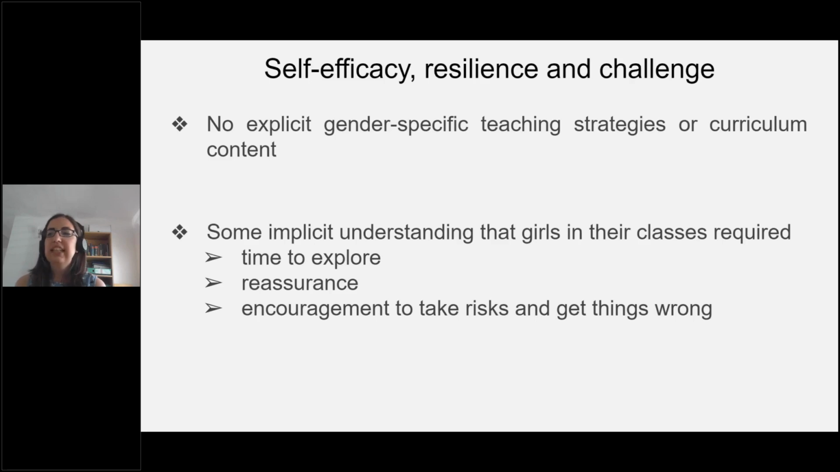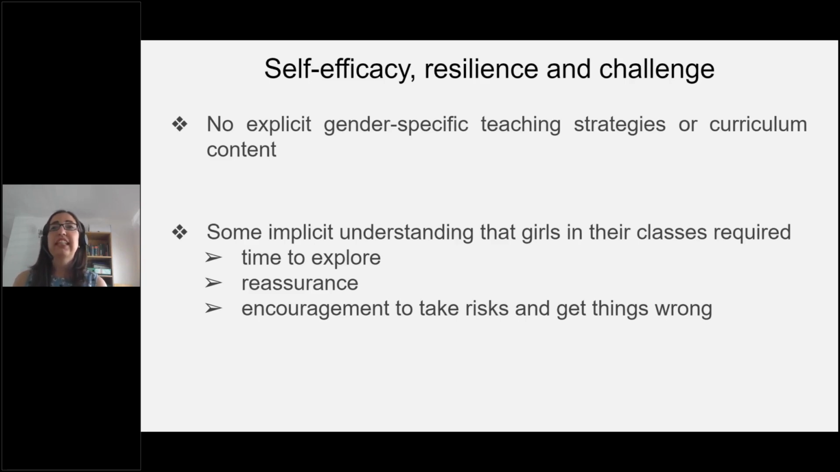Something that was really interesting that came out was this encouragement to take risks and get things wrong. What sort of came out was that they were very loath to get anything wrong. And in terms of computer science, that's obviously a problem. Debugging is a major thing that you have to do. And so being encouraged to take these risks within a sort of safe environment and not worry about getting things wrong was really important.